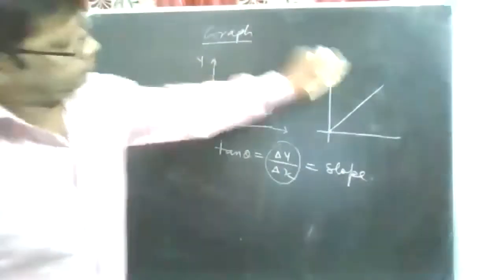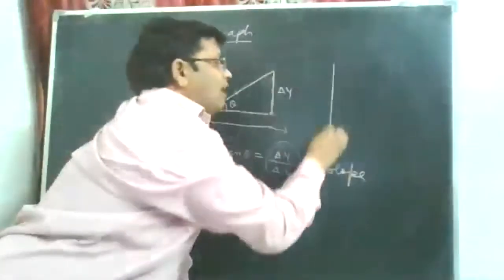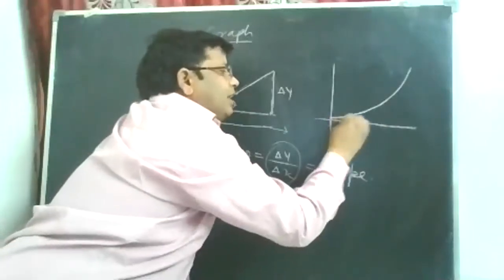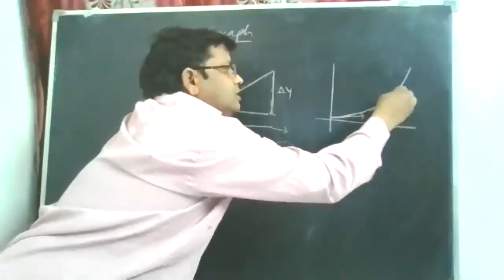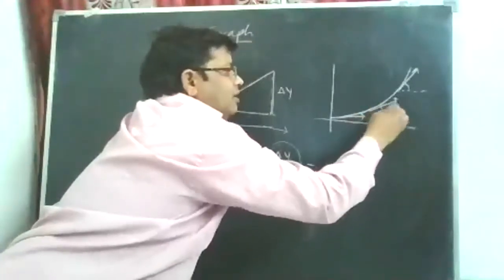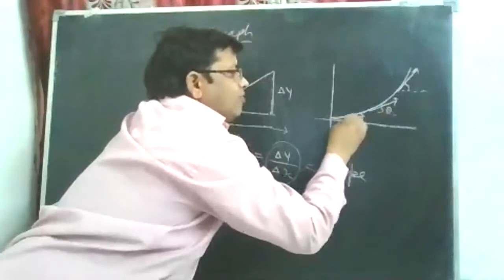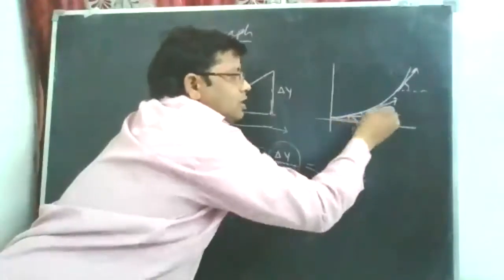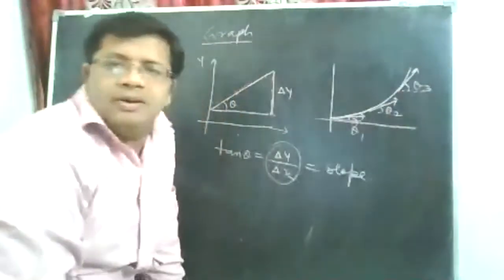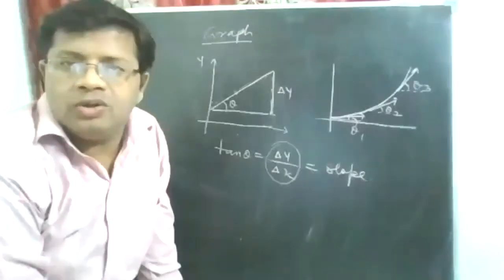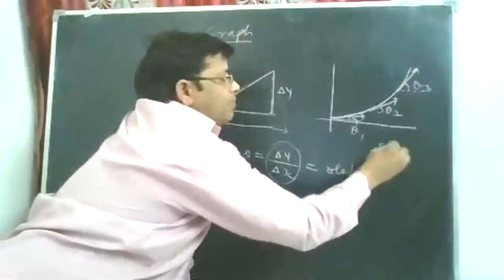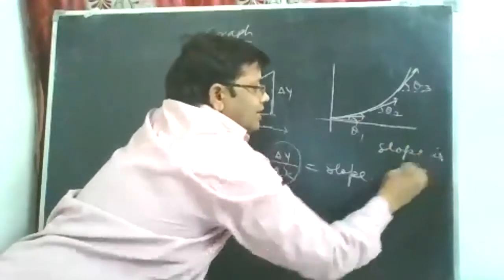But see here, if you see a graph like this, and you draw a tangent everywhere, the direction of this tangent makes an angle theta, tan theta. Tan theta in the beginning, theta 1, was very small, theta 2 is increasing, and as it goes on, theta 3 is again more than theta 2. It means the value of tan theta is increasing, so we can say that the slope is increasing.